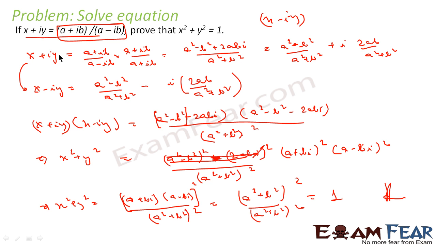You saw what I have done. I first rationalized this to get the x plus iy form, then we found the x minus iy form, multiplied these two to get x square plus y square, and solved this. After solving, I found that the right hand side became 1.